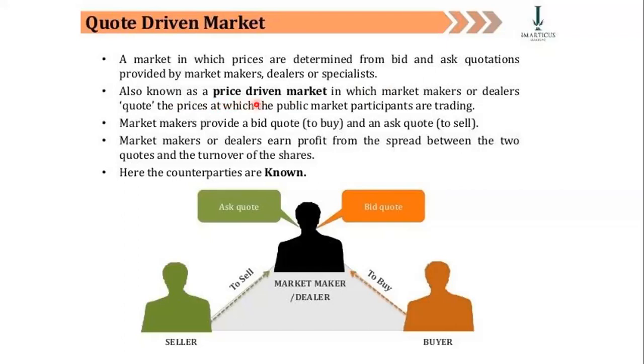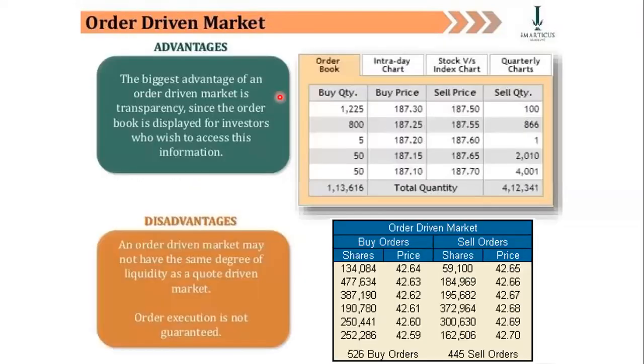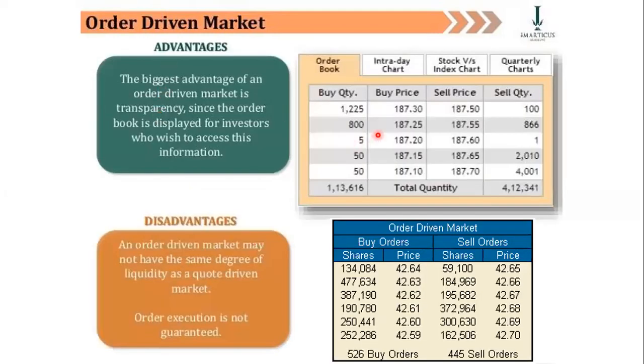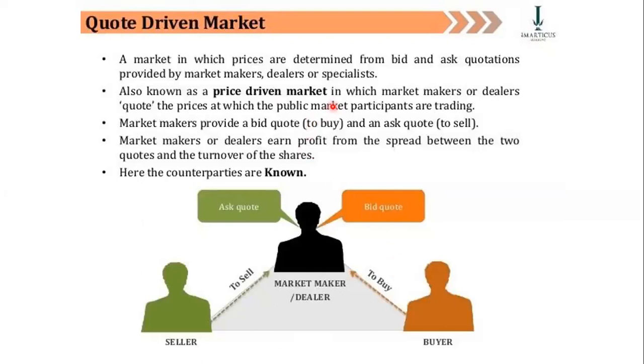This is also known as the price driven market. The earlier one is the order driven market; this one is the price driven market, in which market makers, brokers or dealers quote the price. Earlier, in the order driven market, the buyers and sellers display the price. But here, the market makers, which means brokers, disclose the price.